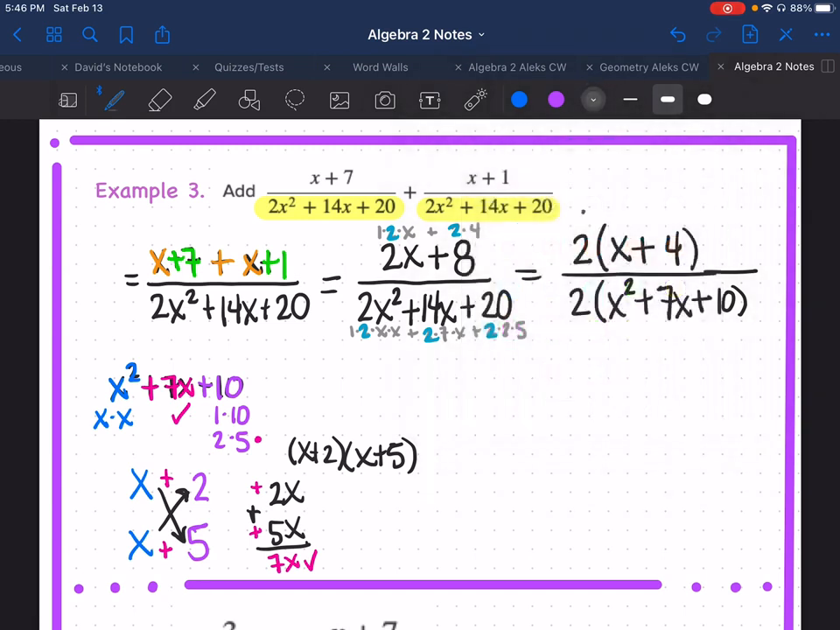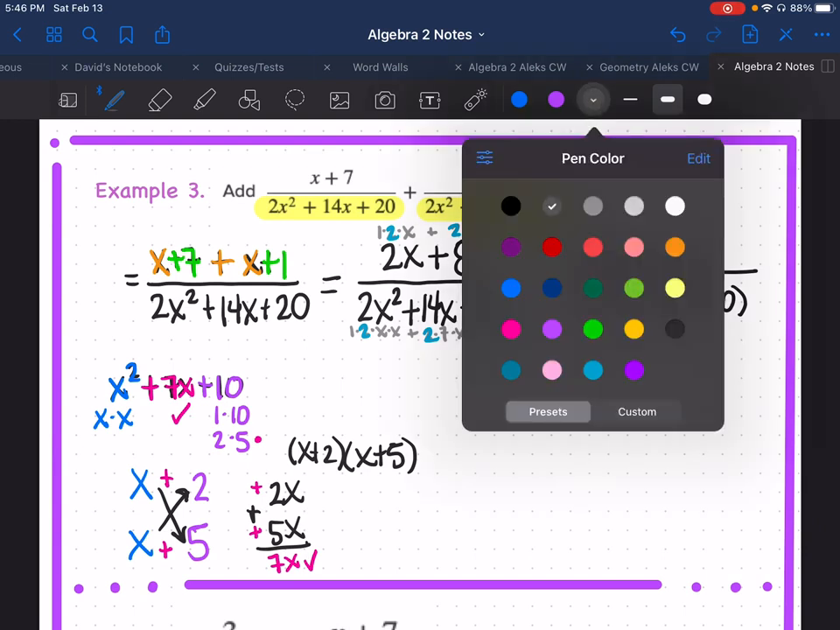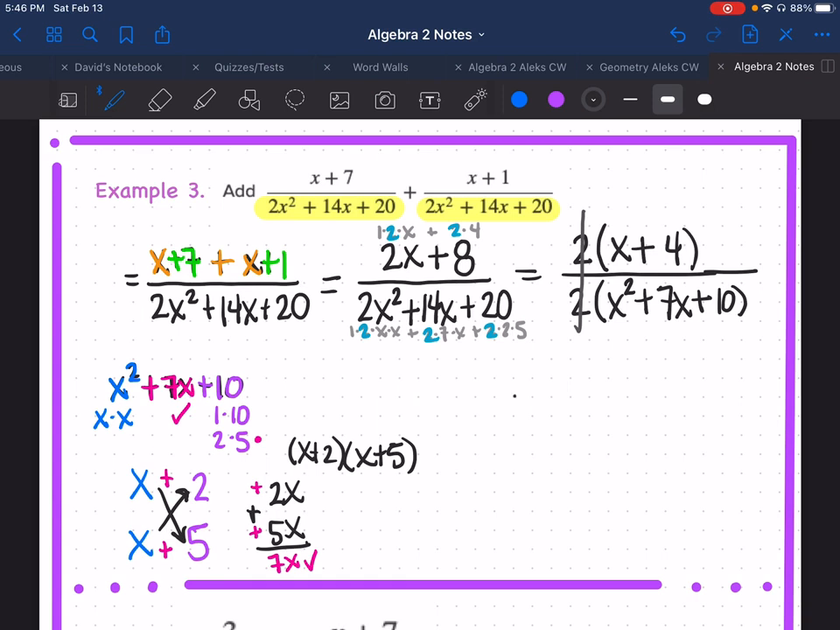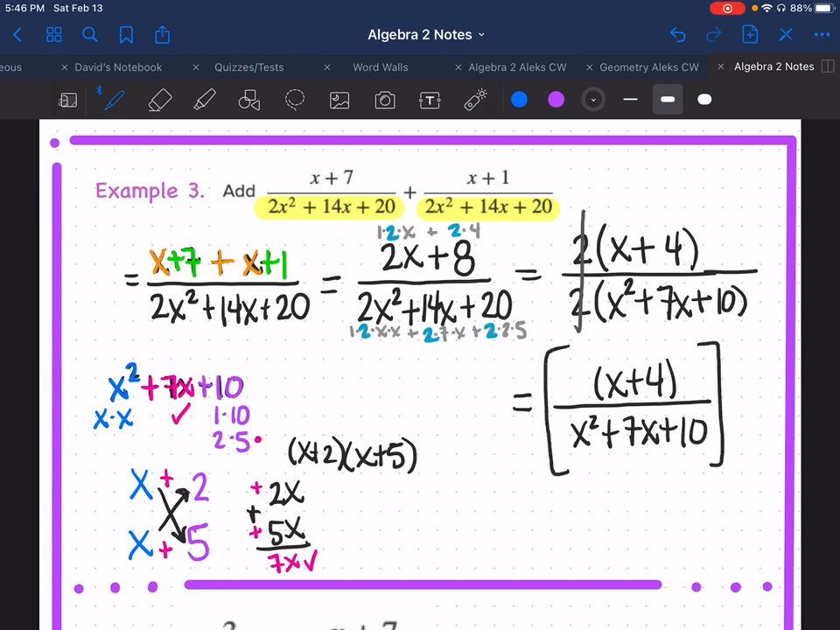I just did that for practice. Okay, but what does cancel are the 2's. There's a 2 in the numerator, there's a 2 in the denominator, so they will cancel one another. And so my final answer, you could write it one of two ways. You could write it just like this, x plus 4 times x squared plus 7x plus 10. This is a perfectly acceptable way to write your answer.